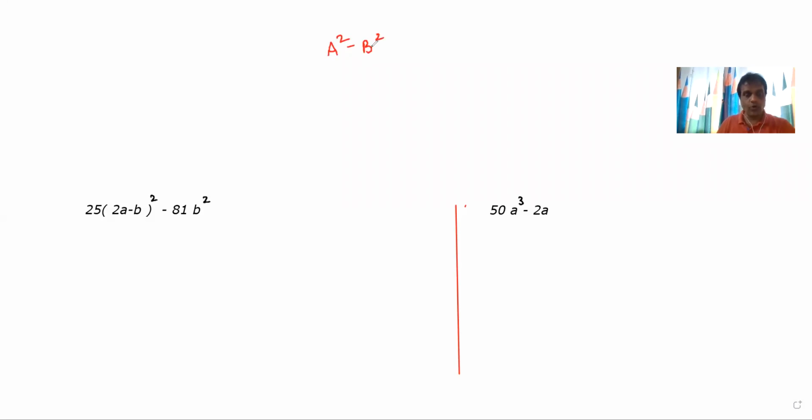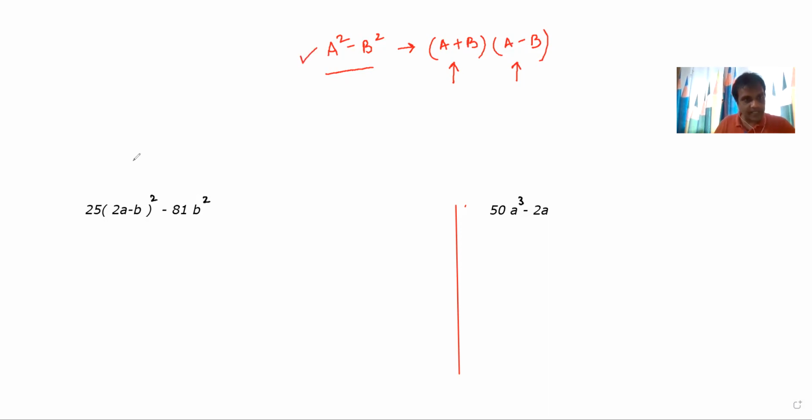right? And we know, luckily, from the chapter of expansion, that a square minus b square is nothing but a plus b into a minus b. I hope you remember this expansion. It simply means that if the algebraic expression is in the format a square minus b square, I can straight away write the two factors of this expression as a plus b and a minus b.